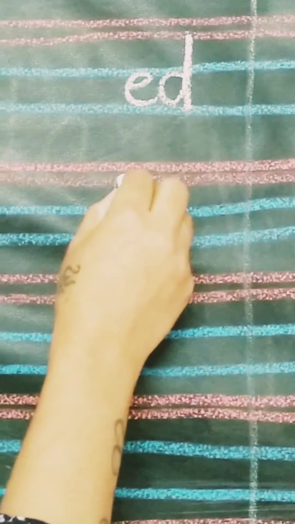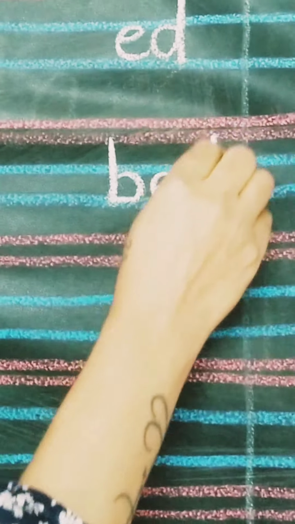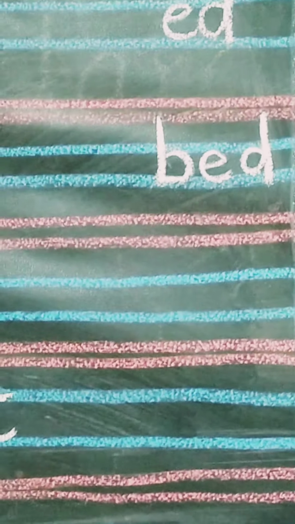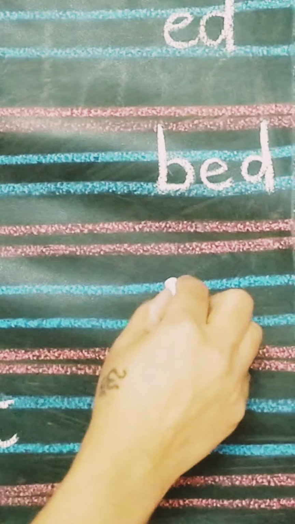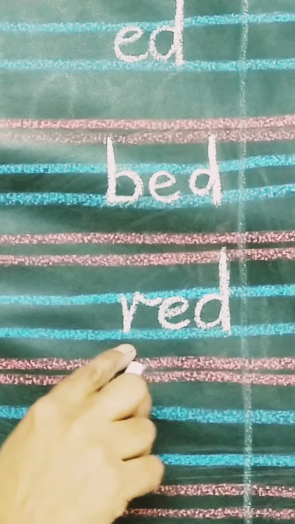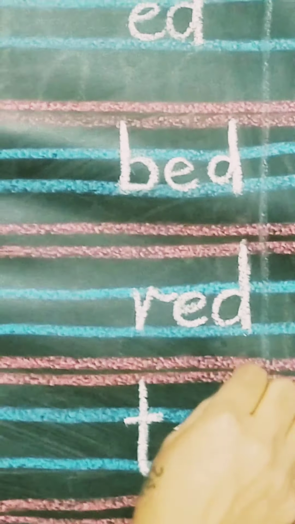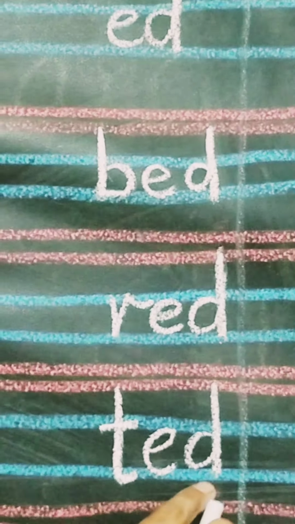Now we will write E D sound, 3 letter words. So which are the E D sound? Lowercase letter B, E, D, B-A-D, bed. After that, we will write lowercase letter R, blue to blue line, E, D. R says R, A, D, red. Then lowercase letter T, E, D. T, A, D. Ted. Now after completing ED sound, we will do EG sound.